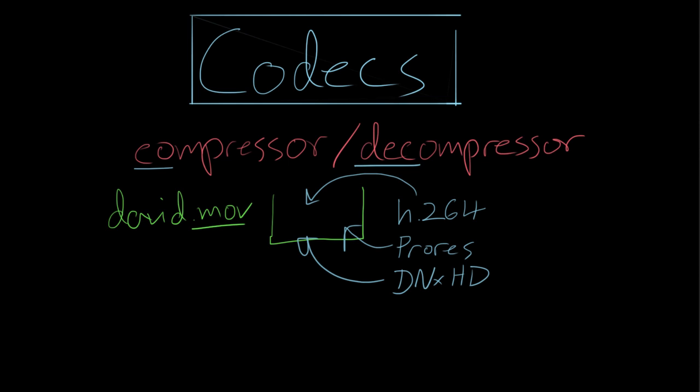Some other commonly used containers are things like .wmv, that's a Windows one, .avi is another Windows one. These are kind of going out of use. MOV is much more commonly used now. But first, make sure you understand when you're talking about a file, are you talking about a codec or a container? The next thing to talk about is types of codecs.